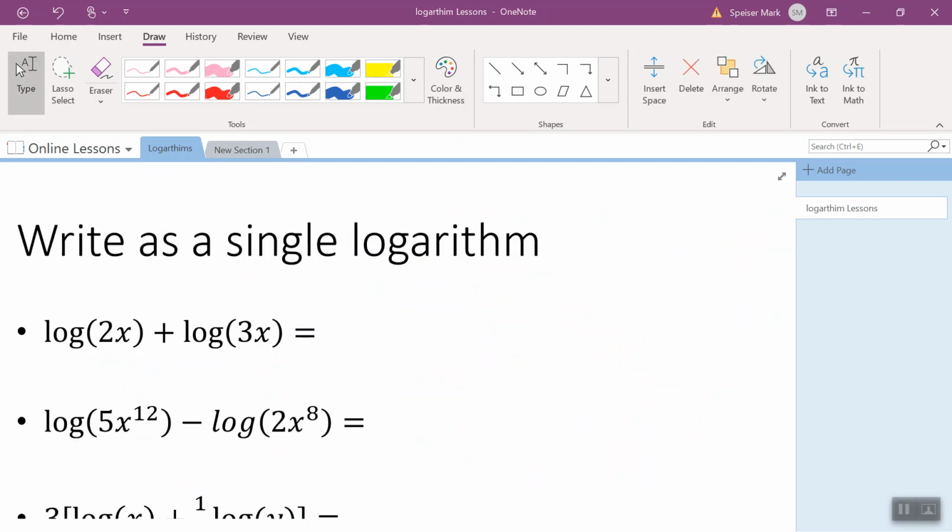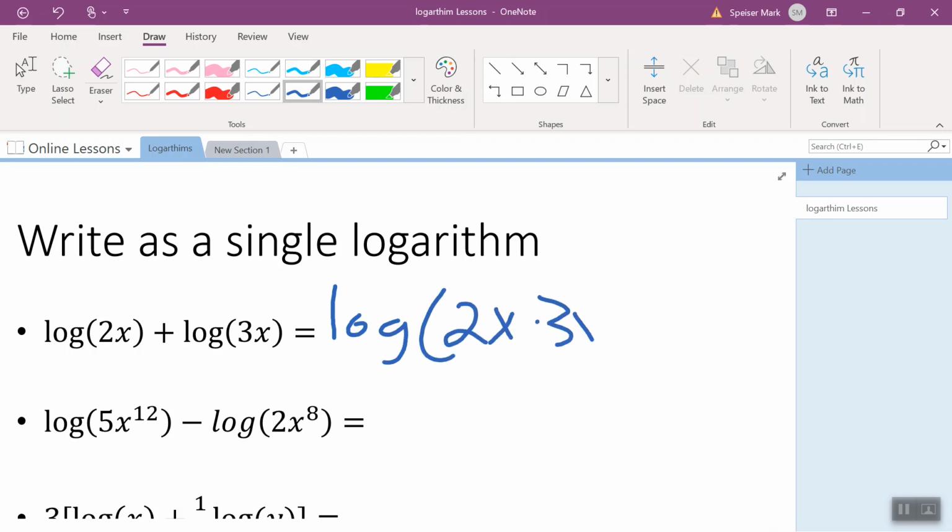Sometimes they could ask you to reverse, unexpand, or write a single logarithm. So you have log of 2x plus log of 3x. That means you multiply. So that's the log of 2x times 3x, which would equal the log of 6x squared.